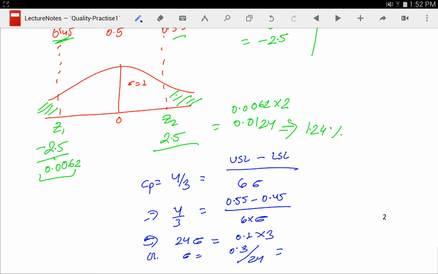Well, I think I had the answer ready somewhere. Maybe not. All right, 0.3 divided by 24 equals 0.0125. So my standard deviation needs to be 0.0125 instead of 0.02, so that I can have the CP of 4/3.